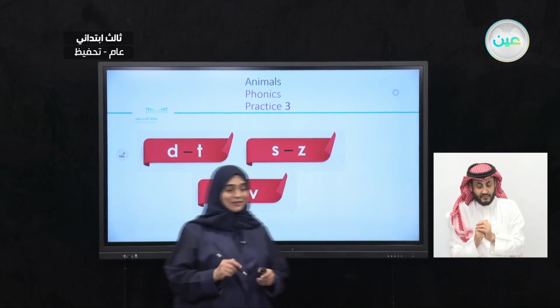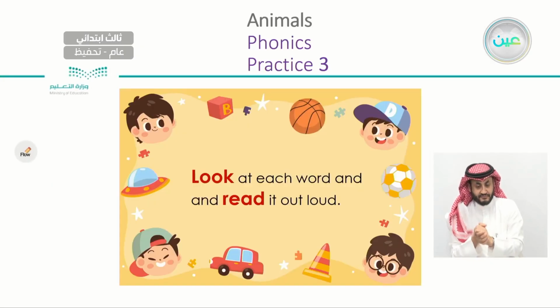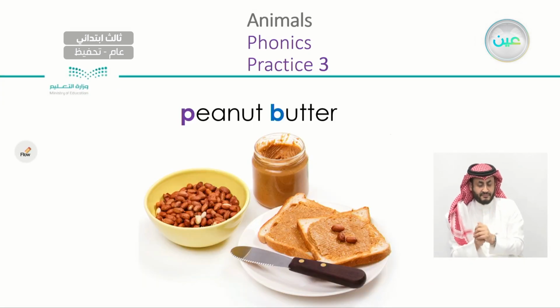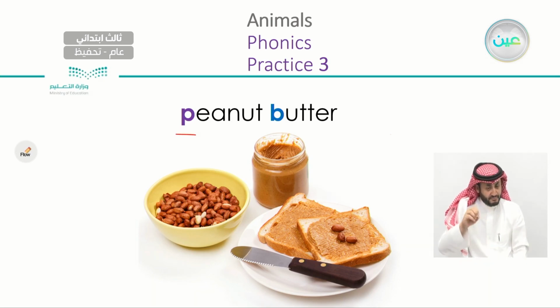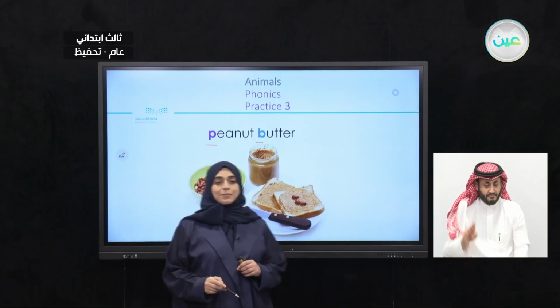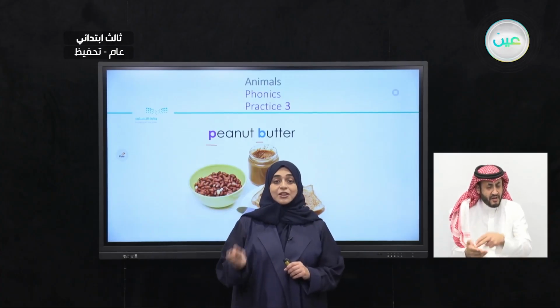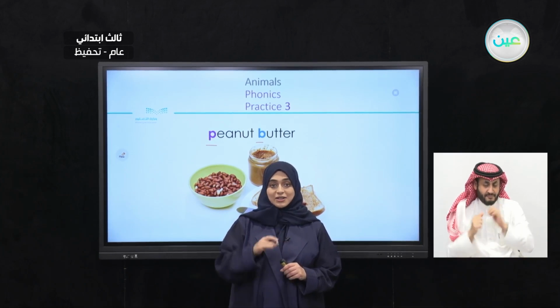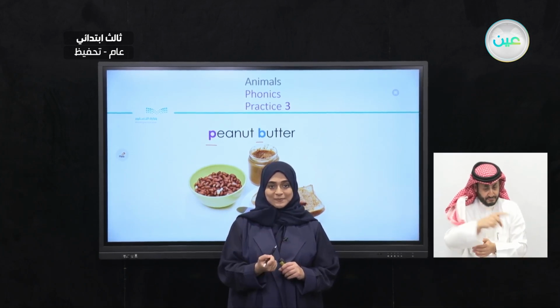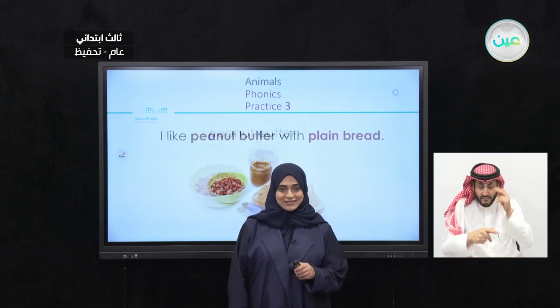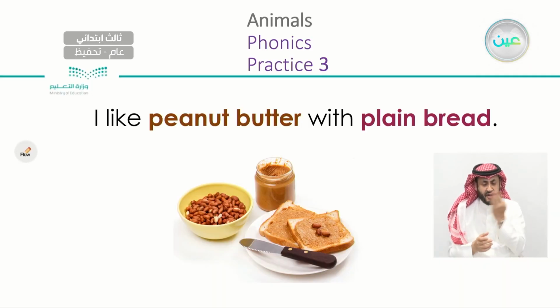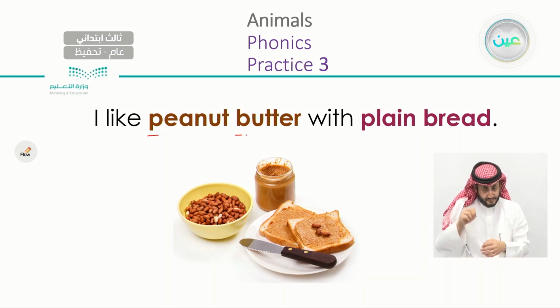Careful, okay? Now let's continue. Now look at each word and read it out loud with me, okay? What do we see? P, p, peanut, butter. The first word had the P sound. The second one had the, you tell me, the B sound. Excellent. Now let's read the sentence together. It says here, I like peanut butter with plain bread.